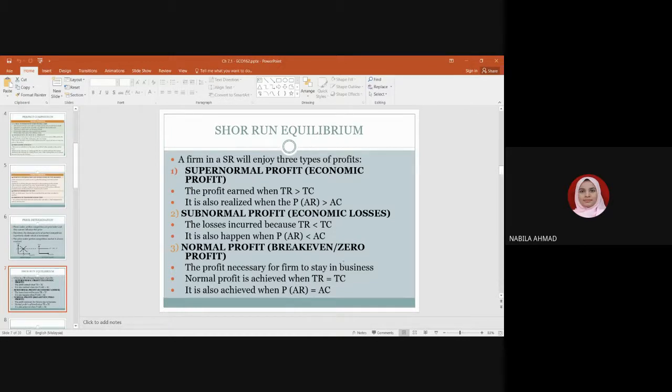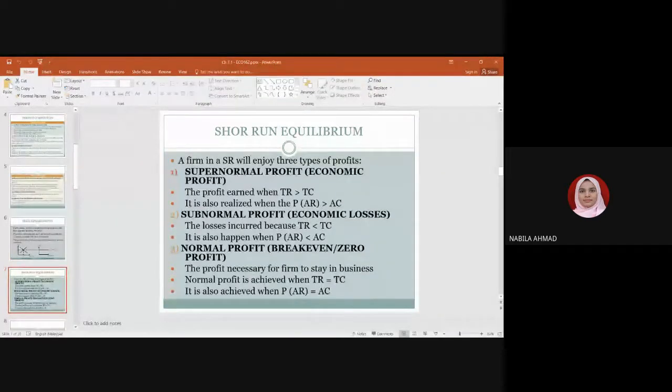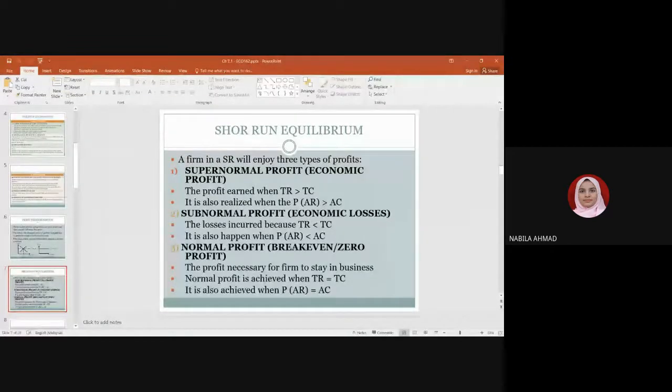Kita ada supernormal profit, subnormal profit and normal profit. Okay? So what is supernormal profit? Supernormal profit sebenarnya adalah economic profit lah, total revenue greater than total cost or average revenue greater than average cost at equilibrium. Ya, so bila berada equilibrium, bila total revenue lebih dari total cost atau average revenue lebih dari average cost, so kita kata the firm is making supernormal profit.